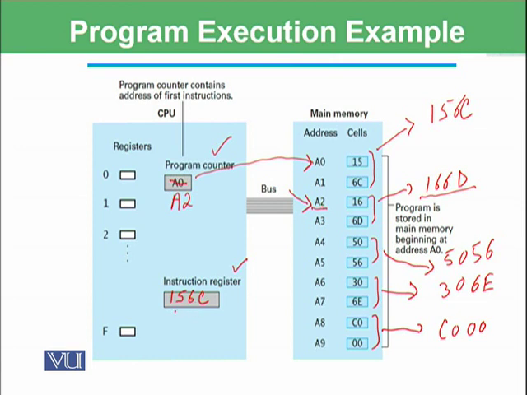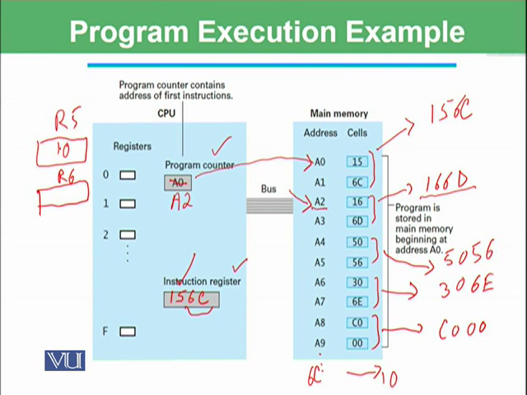So let's execute it. 156C means you need to load into register number 5. So let's make register number 5 here. Suppose this is register number 5 and this is register number 6. 6C means in the RAM there is an address known as 6C. Whatever is available in 6C should be loaded into register number 5. Suppose here we have 10. So that 10 will be loaded over here.